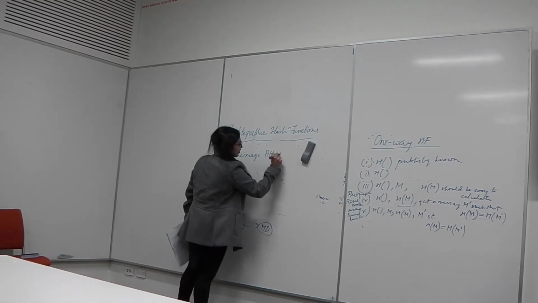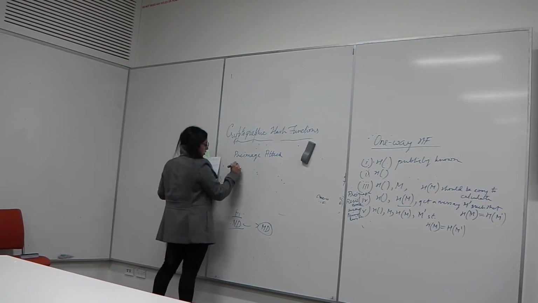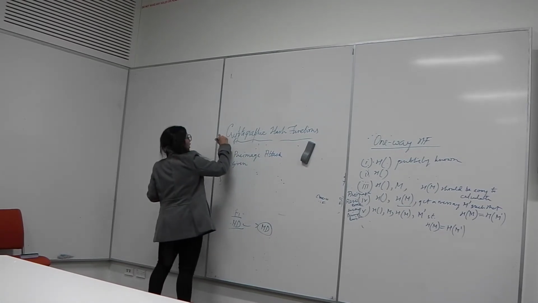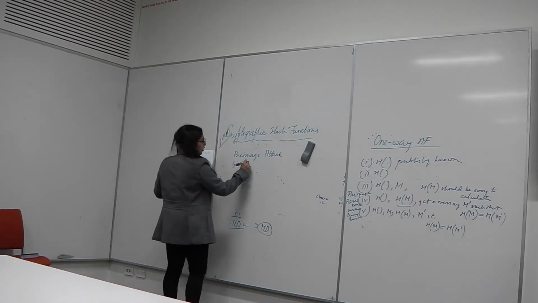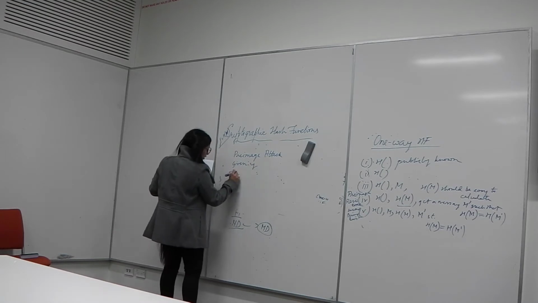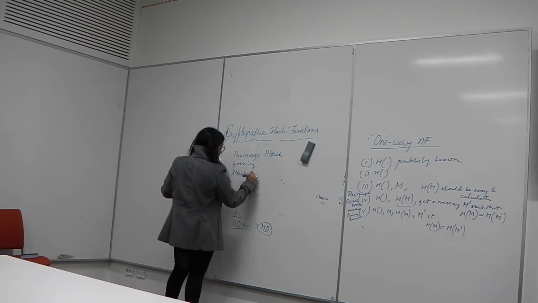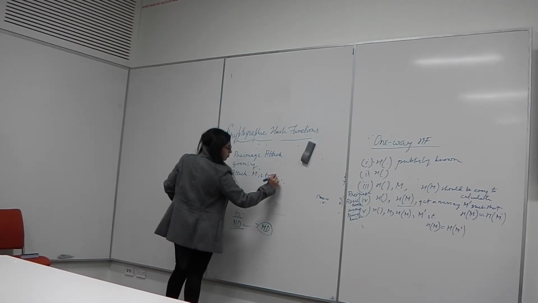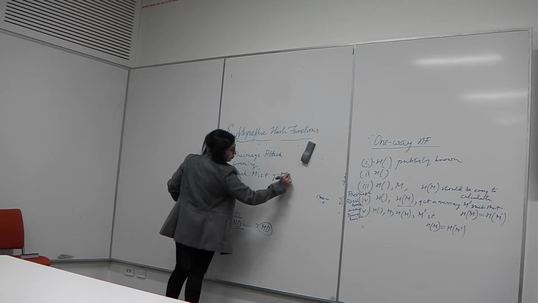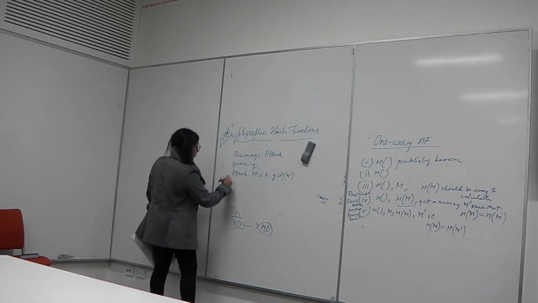I'll just write this down once. So in this pre-image attack, let's consider y equals h of m. We are given y, and the attack is to find m dashed such that h of m dashed equals y. This is the pre-image attack.